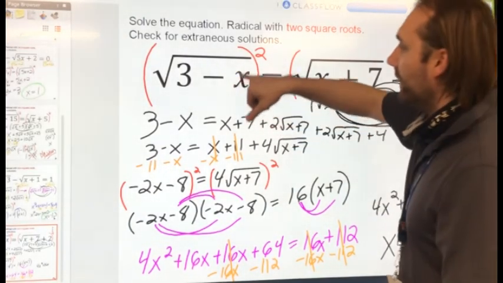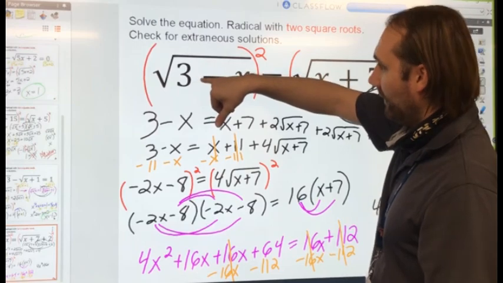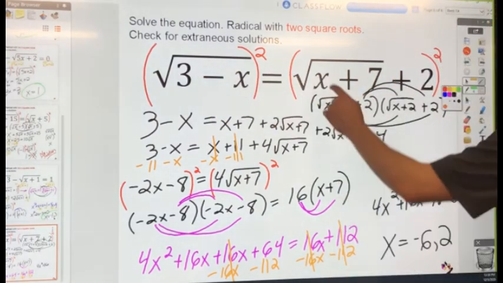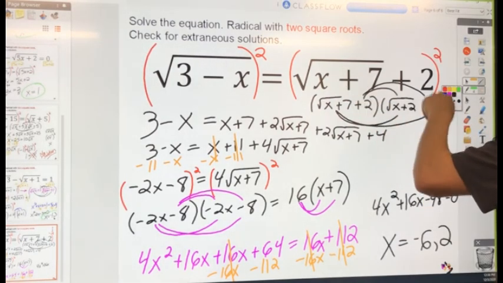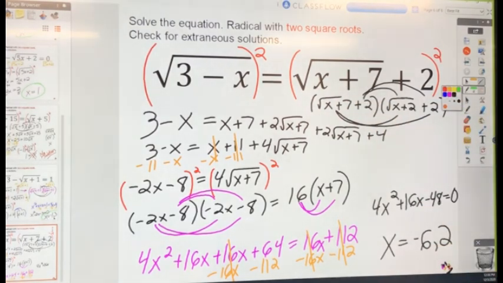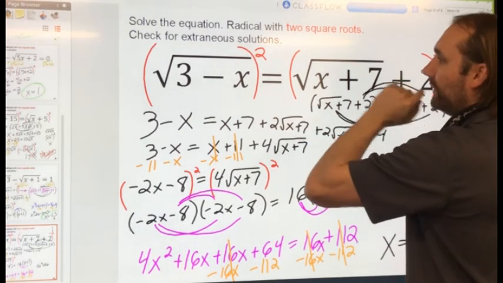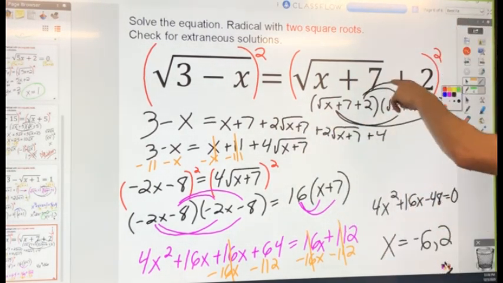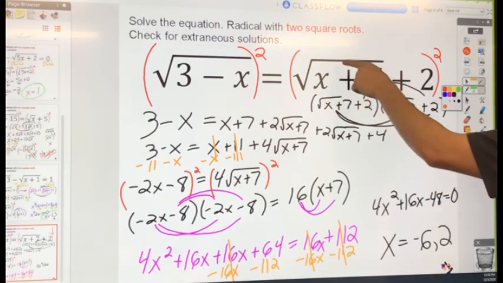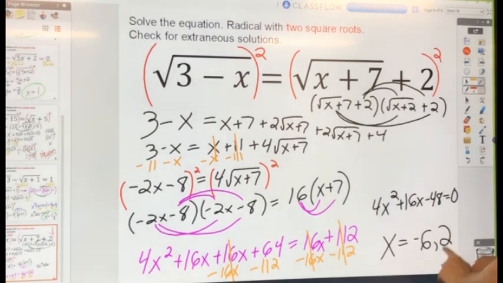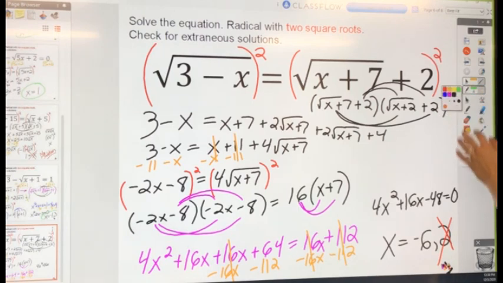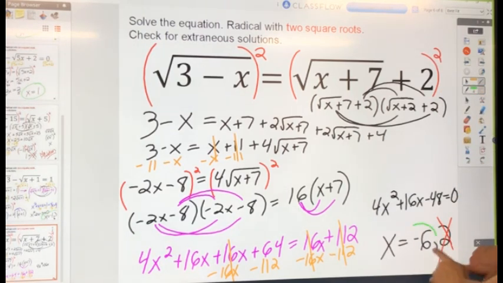Negative 6, plug that in here, gives me a positive 6 plus 3 is 9, square root of 9 is 3. On this side, negative 6 plus 7 is 1, square root of 1 is 1, 1 plus 2 is 3. Negative 6 works. Let's try 2. 3 minus 2 is 1, square root of 1 is 1. Here, 2 plus 7 is 9, square root of 9 is 3, 3 plus 2 is 5. 2 failed, didn't it? 2 is the extraneous solution, which means the only solution here was x equals negative 6.